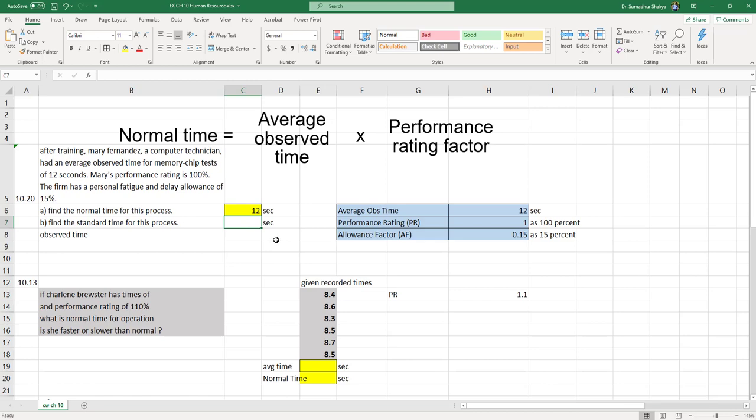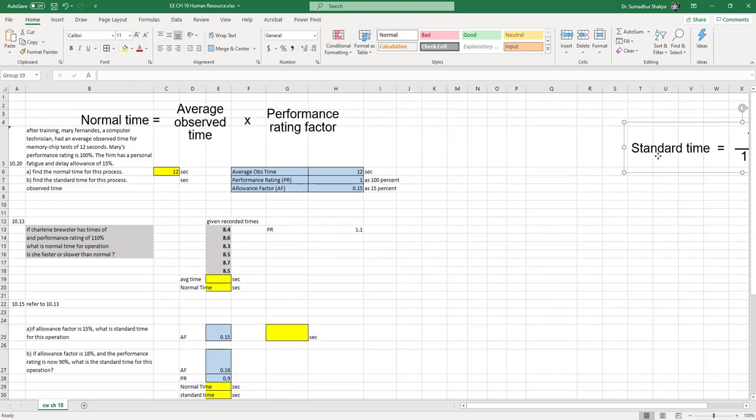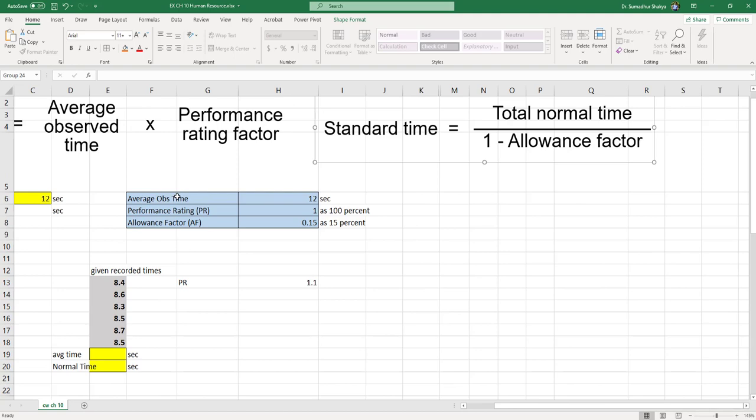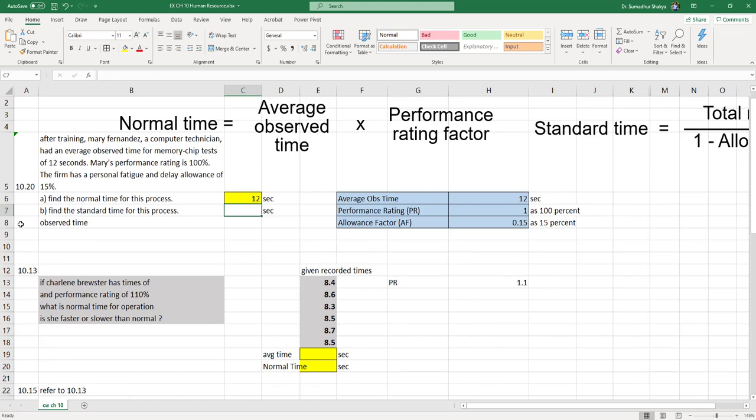Now the standard time is defined as normal time divided by 1 minus, in parentheses, 0.15. I'm going to close it as such. So the standard time for this process is about 14 seconds.